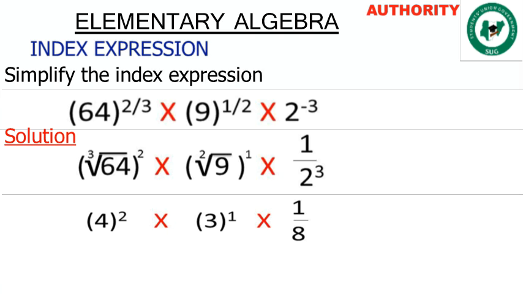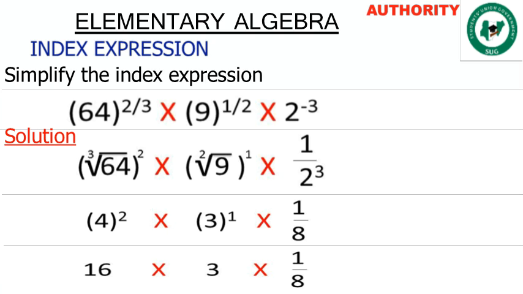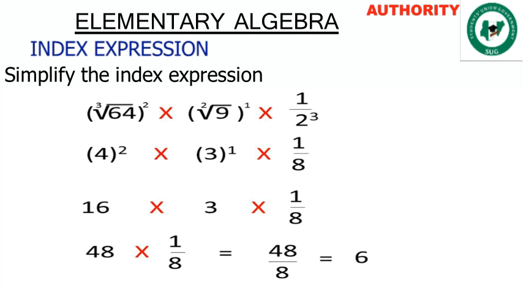So we have 4 raised to power 2, which is 4 times 4, 16, times 3 raised to power 1, which is 3. Now we have times 1 over 8. So we have 16 times 3 times 1 over 8. Then 16 times 3 will give you 48. Then 48 times 1 over 8 will give you 48 over 8. Then 48 divided by 8 will give you 6. Yes, we have simplified this expression and it gave us 6.